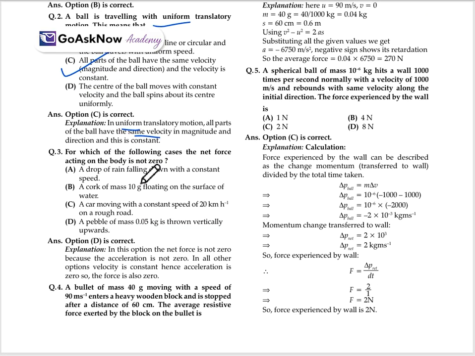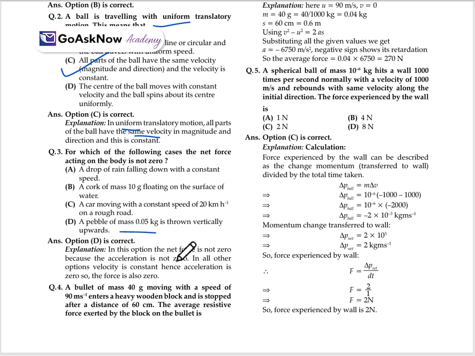Now, for which of the following cases is the net force acting on the body not zero? A drop of rain falling down with a constant speed, a cork of mass 10 gram floating on the surface of water, a car moving with a constant speed of 20 km per hour, and a pebble of mass 0.05 kg thrown vertically upward. Obviously, in the upward direction case, the net force acting on the body is not zero.